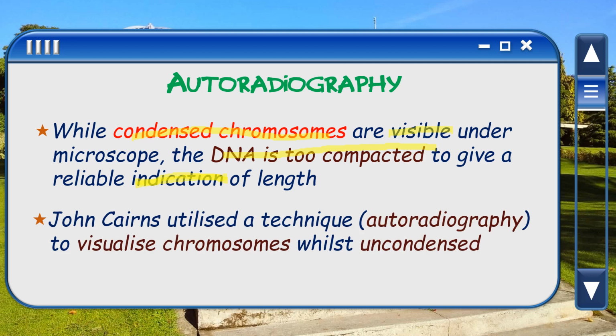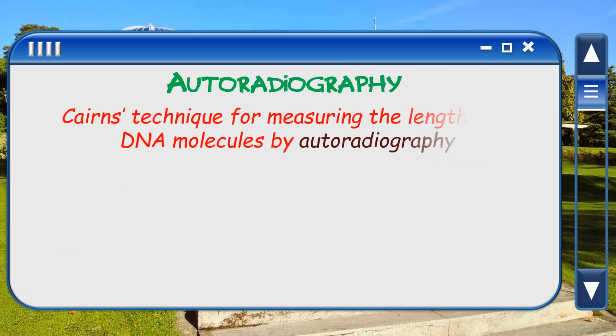So John Cairns utilized a technique of autoradiography to visualize the chromosome while uncondensed. He used autoradiography and visualized the chromosome while it was uncondensed. Cairns' technique for measuring the length of a DNA molecule by autoradiography.